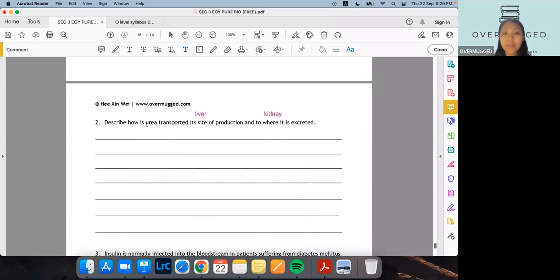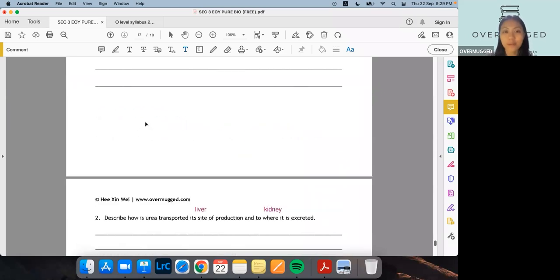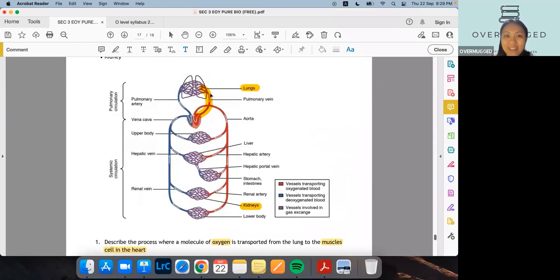I can type it out myself, I promise I can, but I'm going to use this diagram to help you guys. The liver is here, the kidney is here. Follow the arrow. From the liver, it goes back via the hepatic vein to the vena cava, right atrium, right ventricle, pulmonary artery to the lung, back to the left atrium, left ventricle, aorta, and then to the kidney via the renal artery.